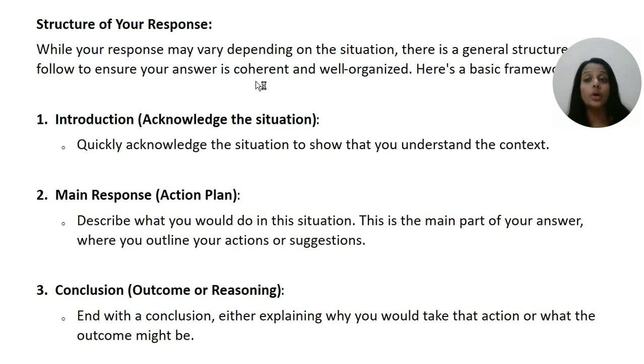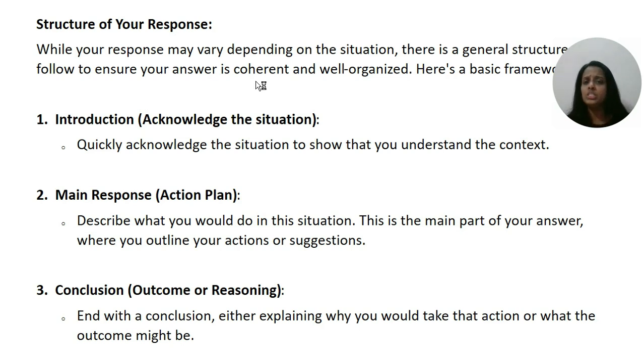And the next one is coherence and organization. Your answer must be structured logically. You will need to organize your thoughts in a way which sounds natural and clear. Then comes pronunciation and fluency. So try to speak clearly and confidently within the given time, okay? And stick to the point, address the scenario appropriately without deviating from the topic.